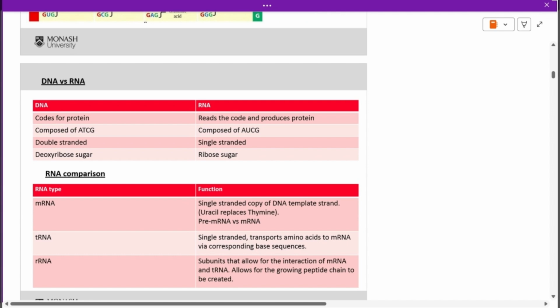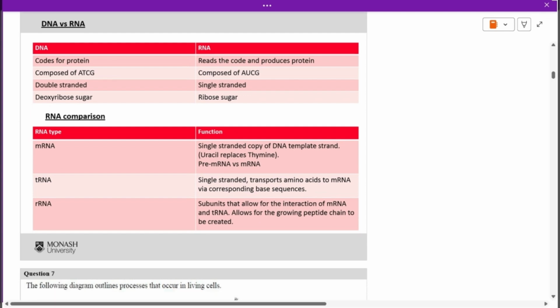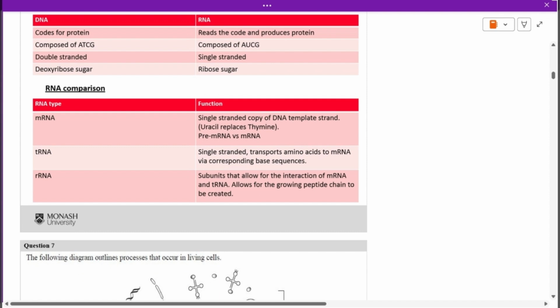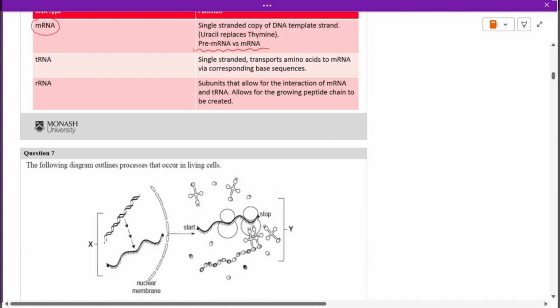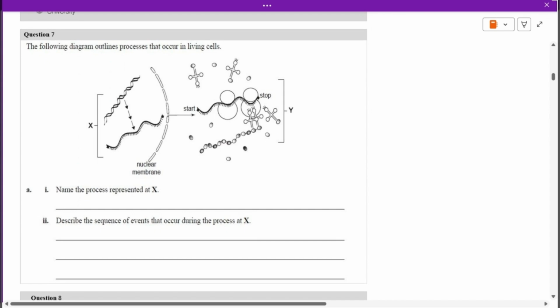All right, to sum it up, make sure you can compare and contrast between DNA and RNA. You should also be able to distinguish different types of RNA. The type of RNA you need to really focus on is mRNA, and also the difference between pre-mRNA and post or mature mRNA. All right, so that's all the content covered. Let's now have a look at a few questions.